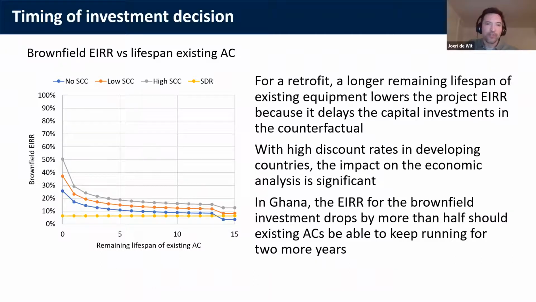This is just to show again that in the example I had before, we were assuming that the brownfield looked at the moment when the existing AC was on its last legs, absolutely on its last legs. But in developing countries, if you have existing infrastructure that's providing services, then very quickly providing new services can give you higher economic returns than replacing existing infrastructure.